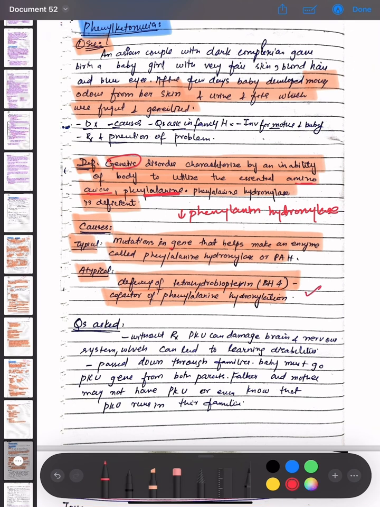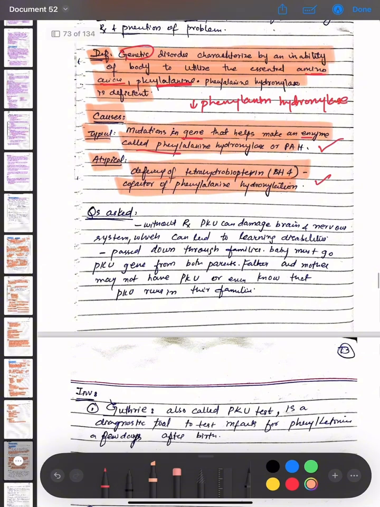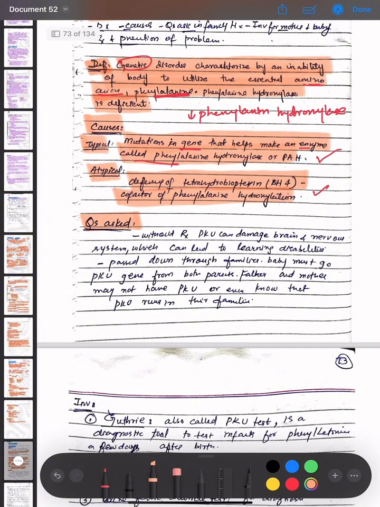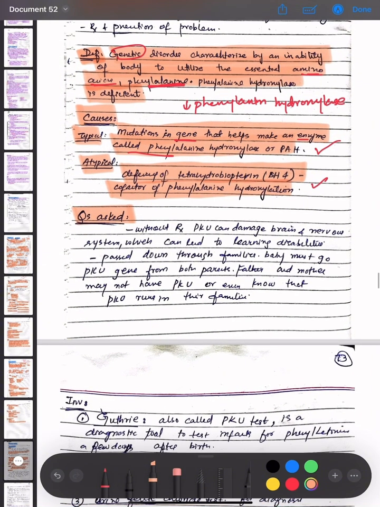If mutations occur in the gene that helps make an enzyme called phenylalanine hydroxylase, then it is typical phenylketonuria. Now, what questions are asked of the patient with phenylketonuria? Without treatment, phenylketonuria can damage the brain and nervous system, which can lead to learning disabilities.